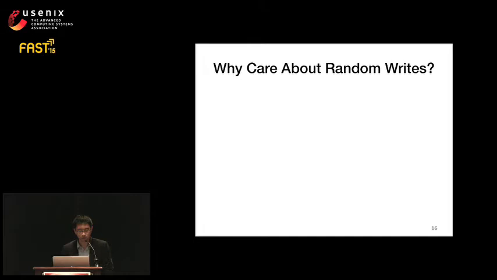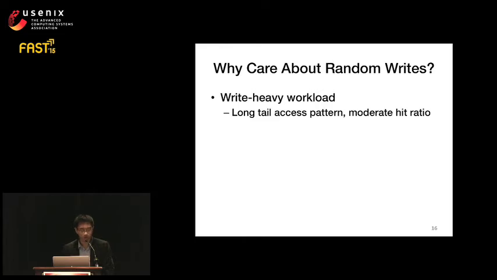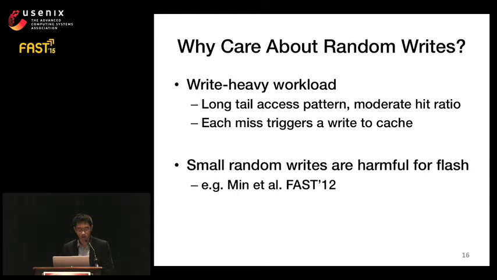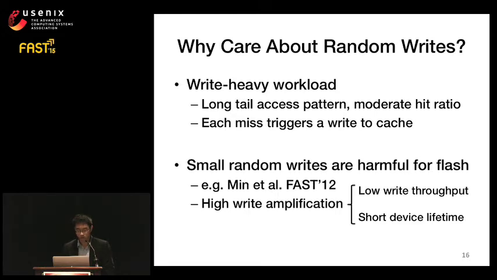But why do we care about random writes in the first place? First, our workload is write heavy. This is because the photos have a long tail access pattern and only moderate hit ratio, and each miss will trigger a write to the cache. And second, small random writes are harmful for Flash. For example, in FAST 2012, there is a paper talking about this. Small random writes would cause high write amplification, low write throughput, and short device lifetime.